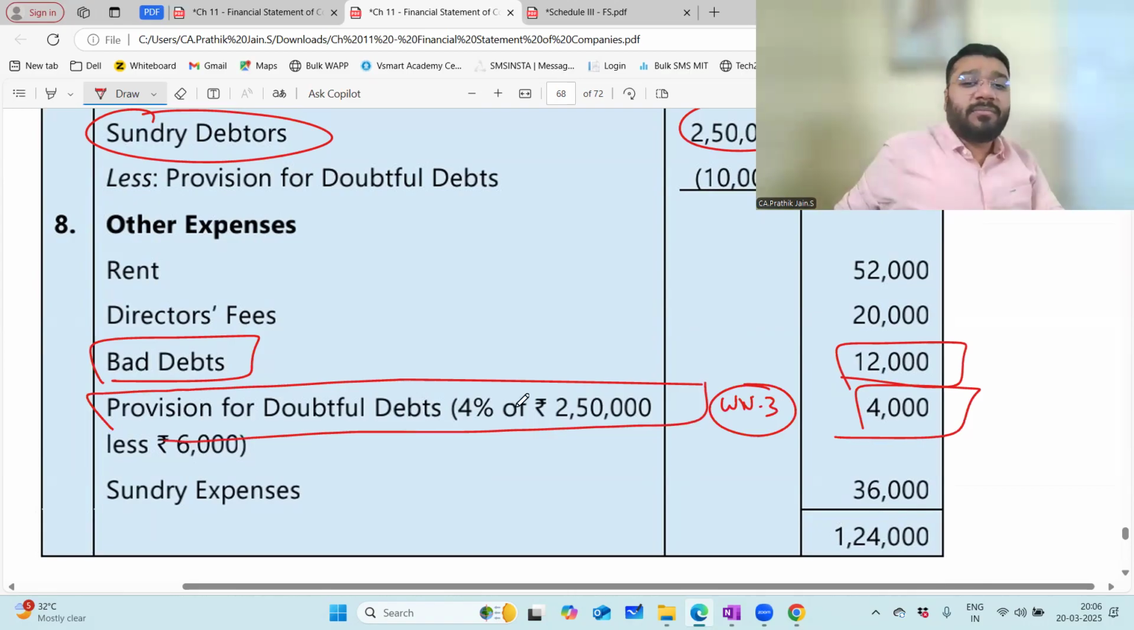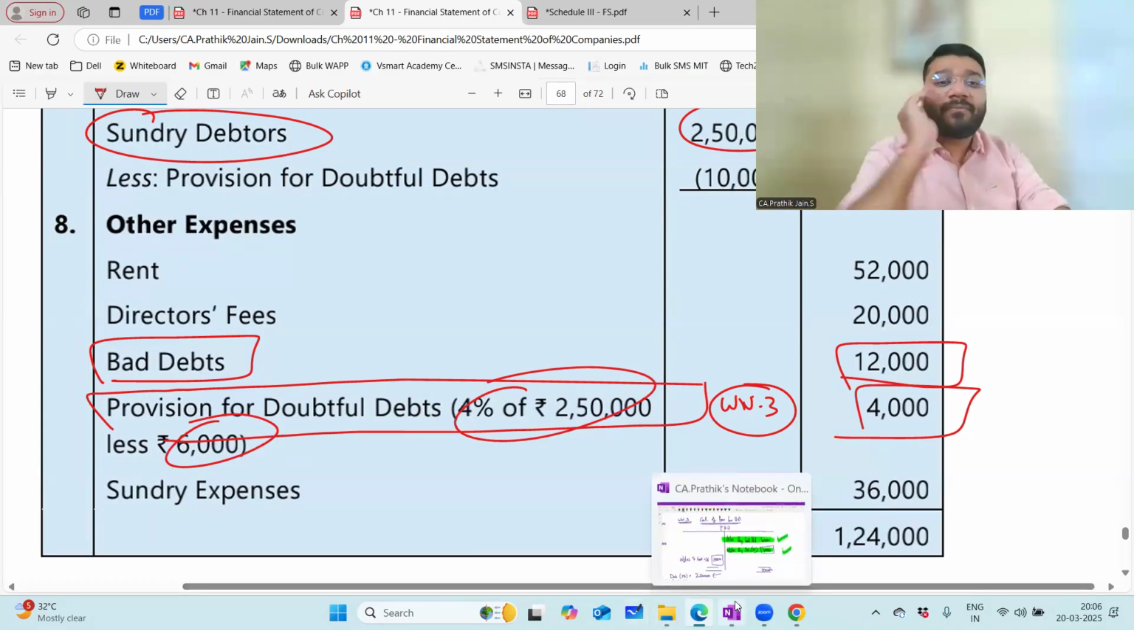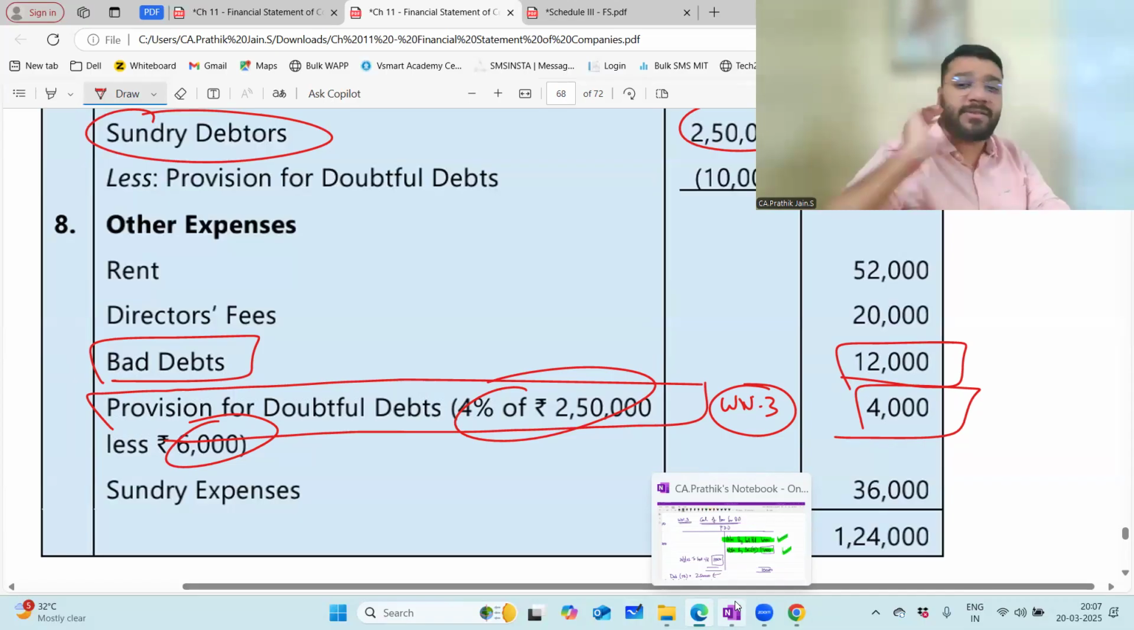People learn by heart that this minus this gives 4,000. If the situation changes, if the condition changes, the presentation also will change. So if you learn it by heart, you will not find it of any use. You have to understand the logic of it. In CA Foundation, you have done multiple questions based on this, so by now you should be a pro in this concept. Any problem with bad debt and provision for doubtful debts?